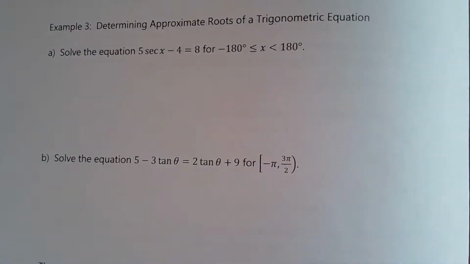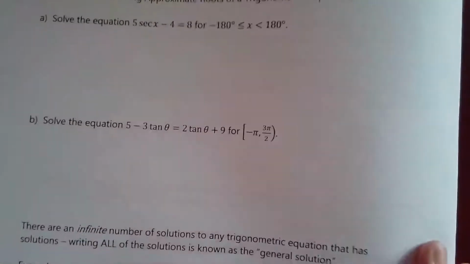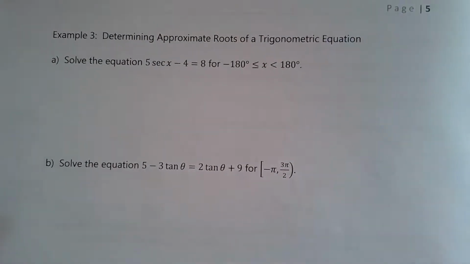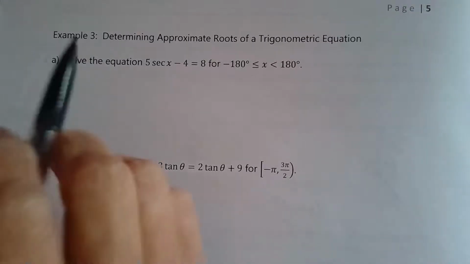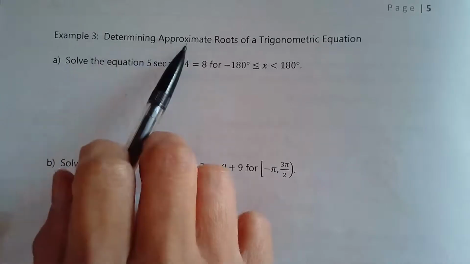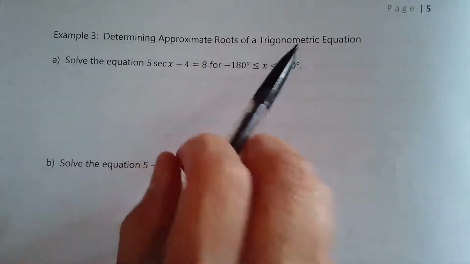We're on example number 3. What does that say? Let's read it first. Like I said, we're only going up to example 4. So example 3: determining approximate roots of a trigonometric equation.